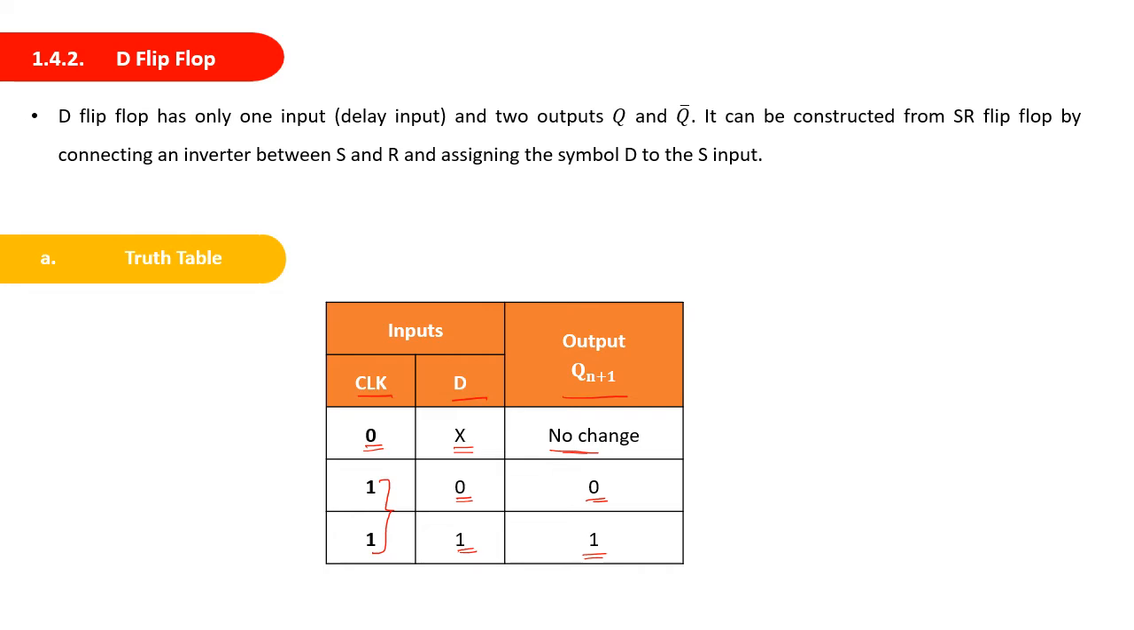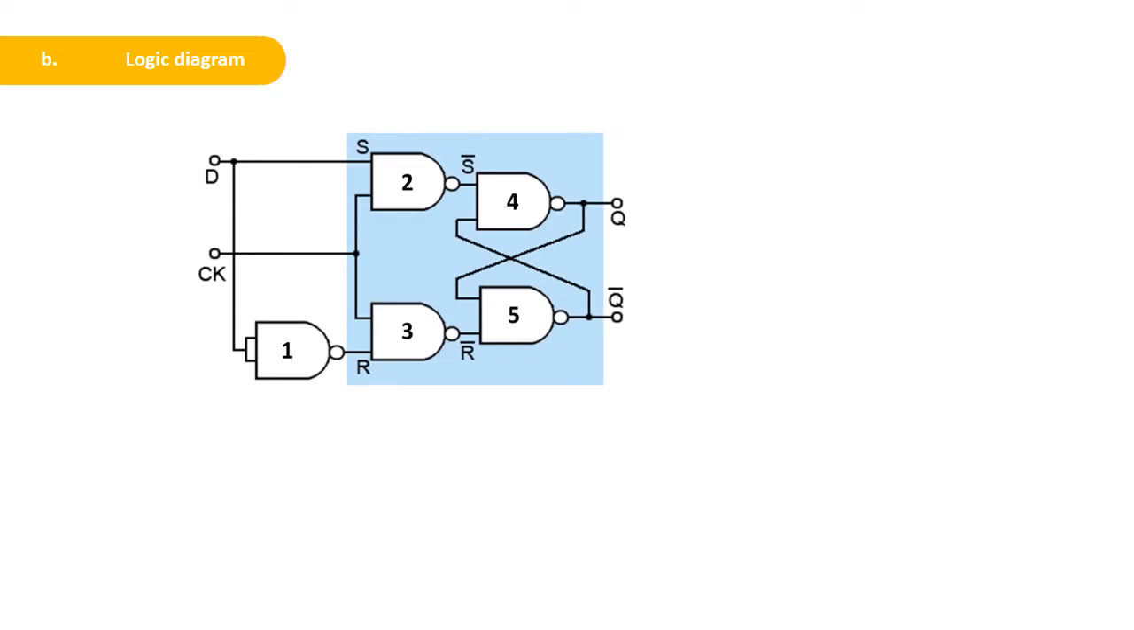Next, we can go through the logic circuit for the D flip-flop. So this is the logic diagram of your D flip-flop. Here you can see that the blue box is nothing but your SR flip-flop. So your D flip-flop is nothing but a modification of the SR flip-flop. In the SR flip-flop, if you give S and R as the inverse of each other, that is actually your D flip-flop.